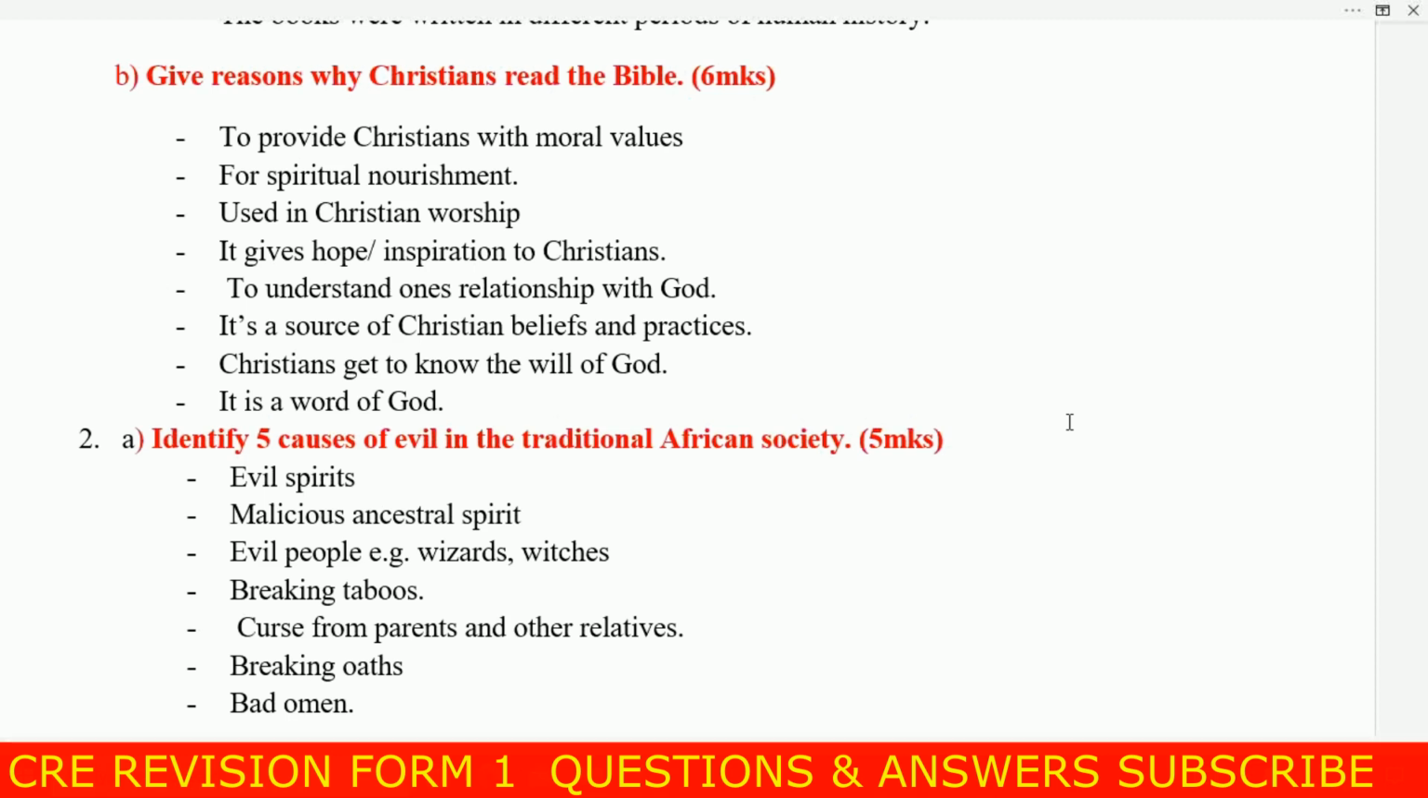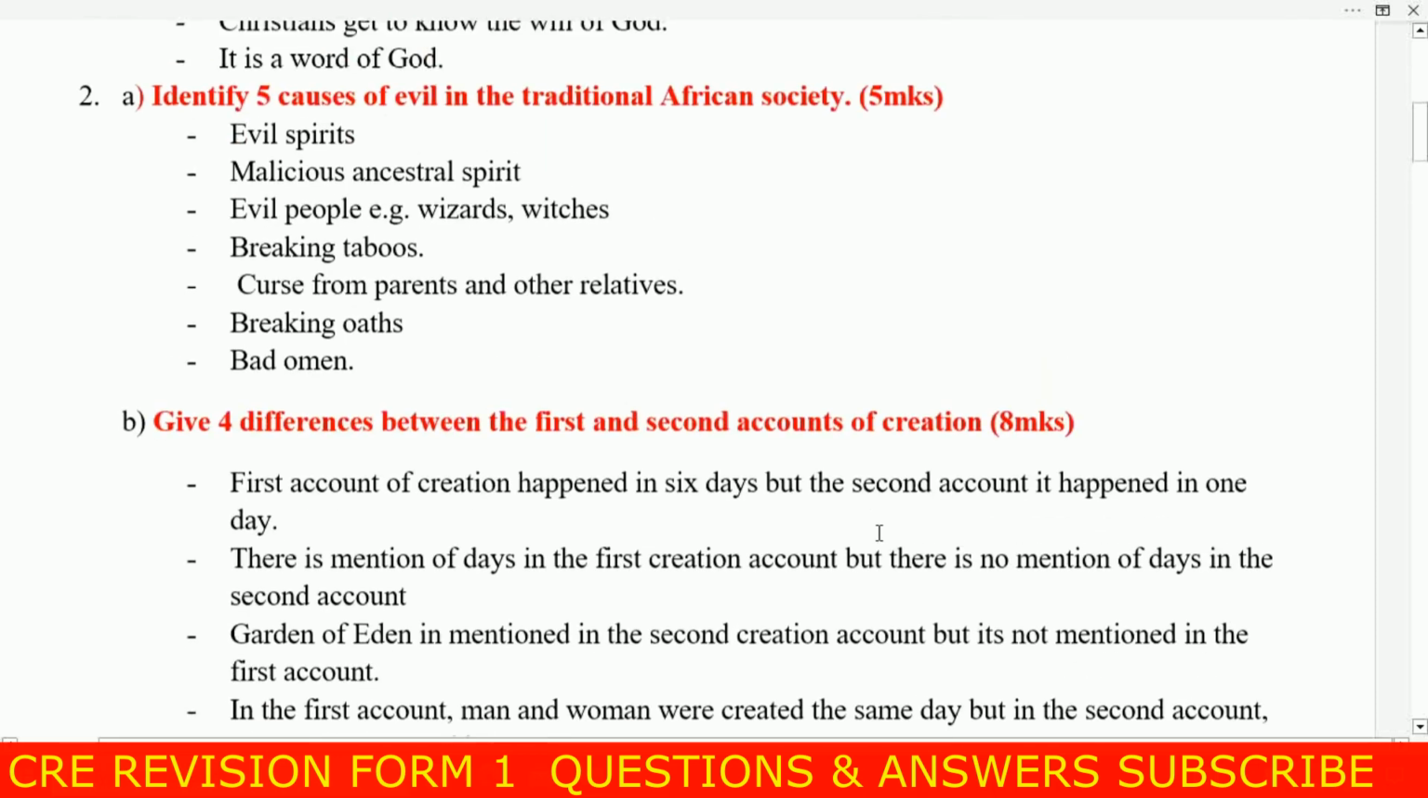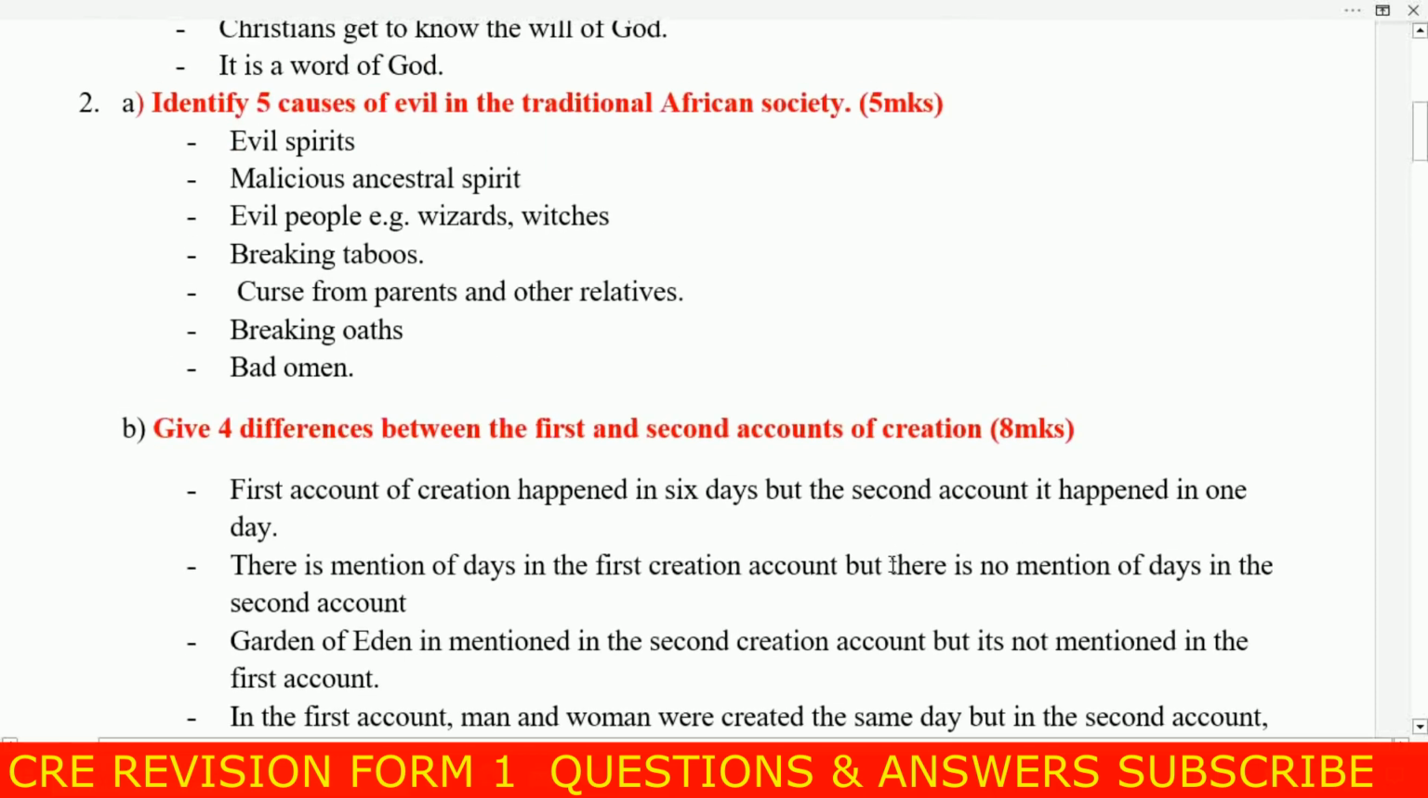Go to number 2. Identify 2 causes of evil in the traditional African society. What are the causes of evil? Number 1, evil spirits. Number 2, malicious ancestral spirits. Number 3, evil people, e.g. wizards, witches. Next, breaking taboos. Next, curse from parent and other relative. Next, breaking oaths. Next, bad omen.